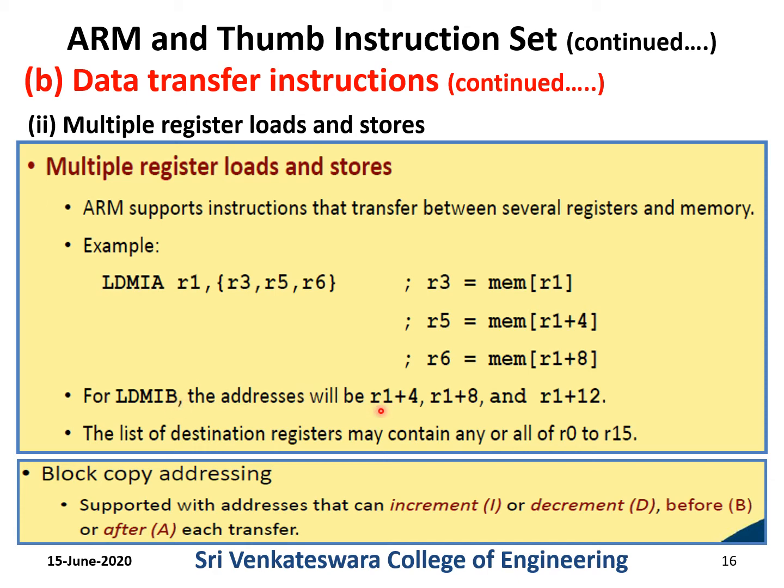Now in the next instruction LDMIB, B stands for before, so before loading, the address is incremented. These are the address locations which will be accessed for this example. R1 plus 4 will be loaded into R3 first, followed by R1 plus 8, from that memory location data will be loaded into R5. R1 plus 12 will be loaded into R6. So before the data is loaded into the register, the address is incremented and then data is loaded. This is how LDMIB works.